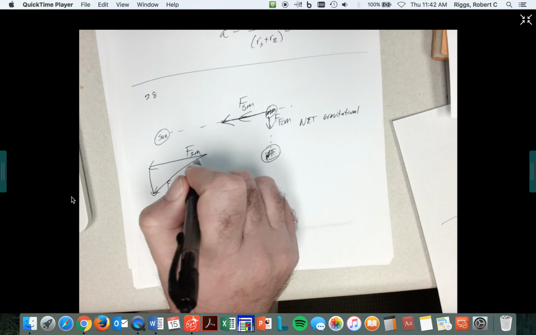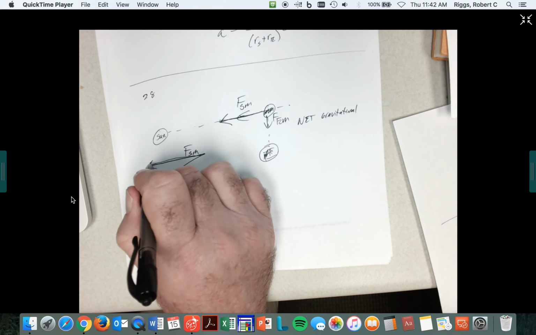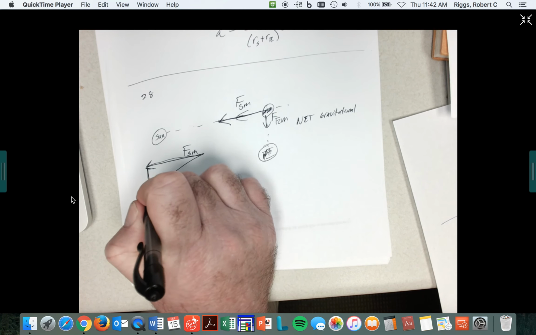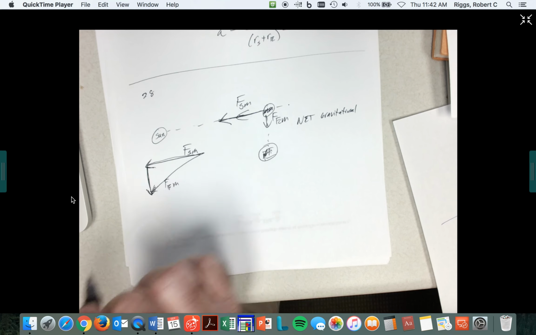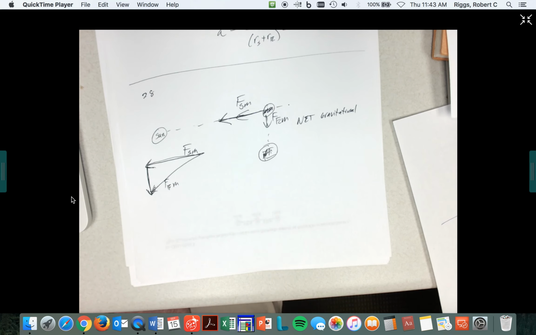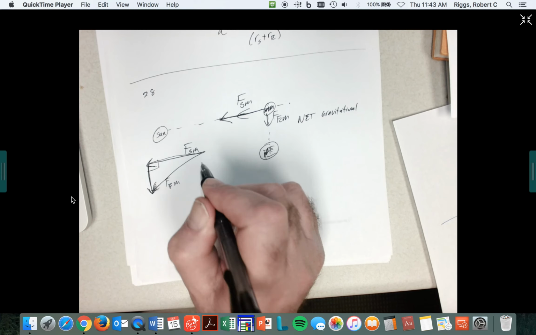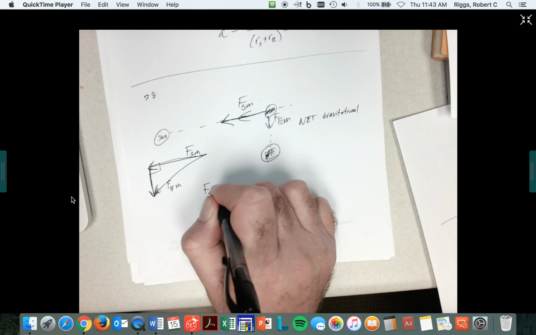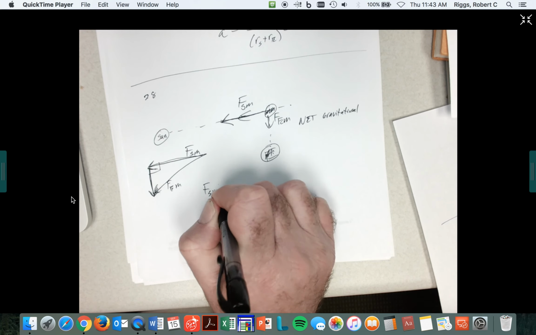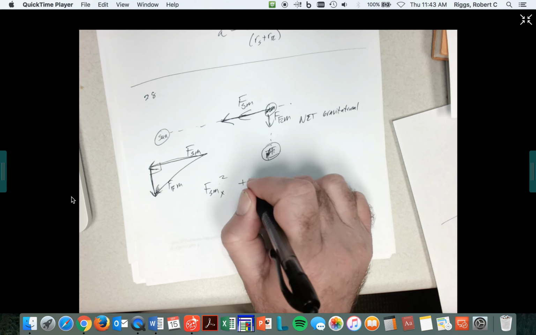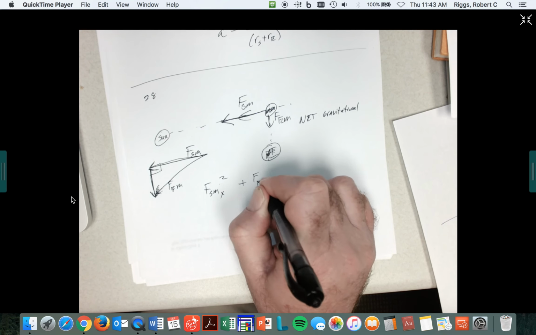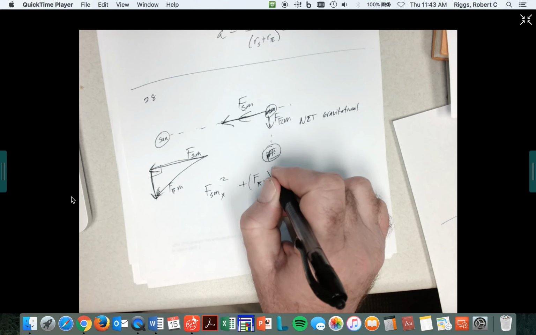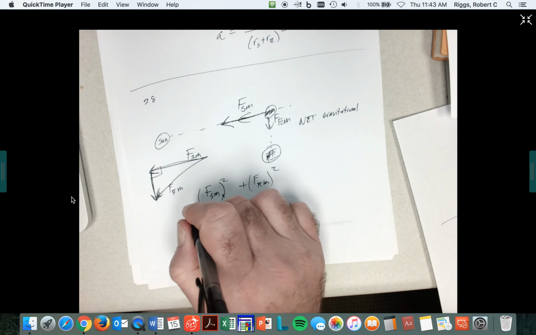Well, the net force is going to be the force of the sun on the moon and the force of the Earth on the moon, and then it's this resultant vector right here. So the force of the sun on the moon becomes your x component squared, plus the force of the Earth on the moon becomes your y component squared, and you take the square root of them.